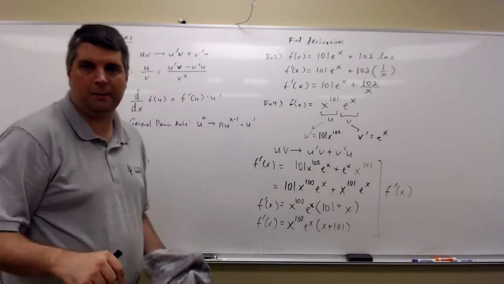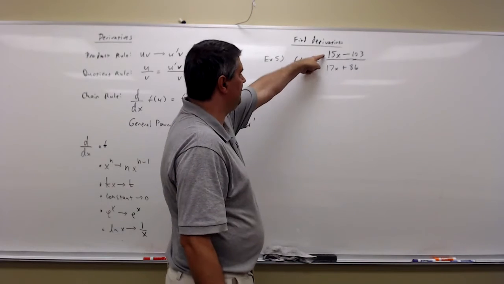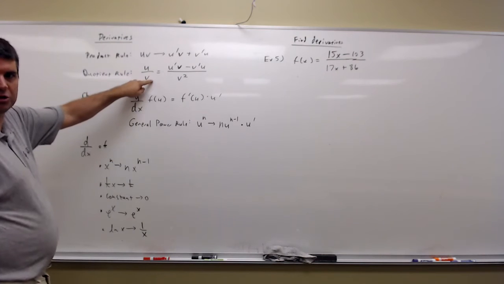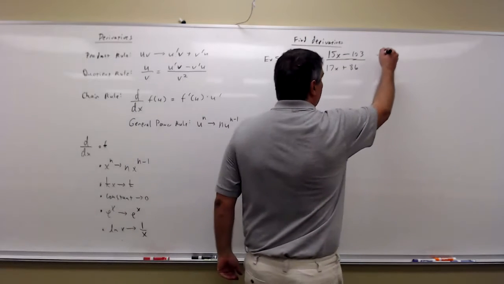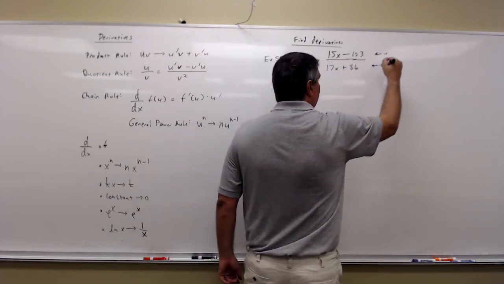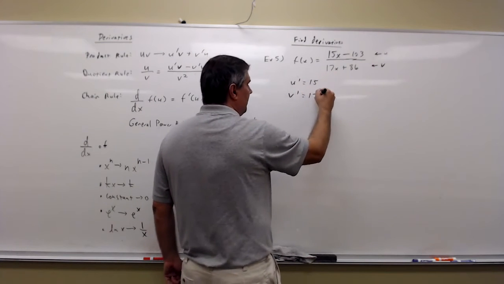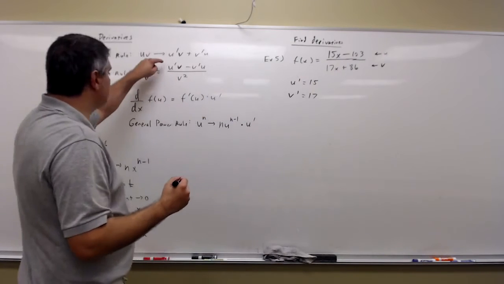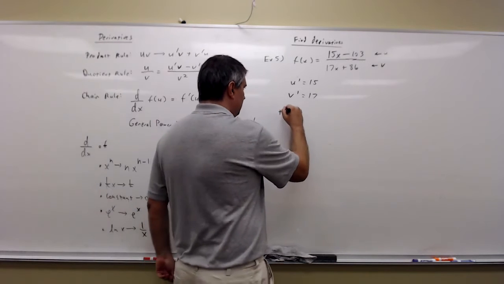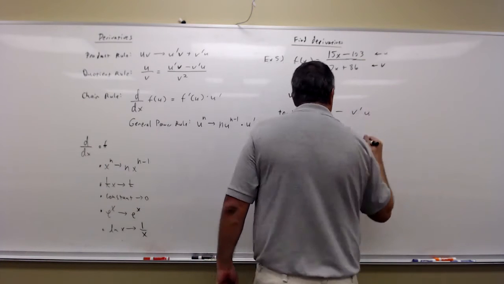Okay, let me put up another example. For example 5, we have f of x equals 15x minus 103 over 17x plus 86. We're going to need the quotient rule for this one. So this will take the role of u, this will take the role of v. u prime is the derivative of the top, which is just 15. v prime is the derivative of the bottom, which is 17. The most difficult part of most of these problems is the top, okay? Top: u prime v minus v prime u.